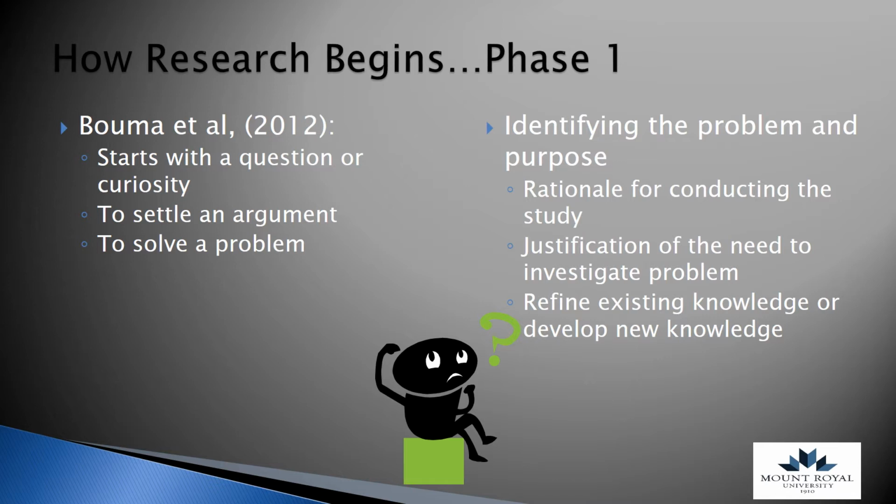And this is where the lit review becomes really handy, when we can see that there's really a dearth of research on this particular topic. So sometimes we are refining existing knowledge, or we may be studying something that really hasn't been studied at all before, so developing new knowledge.